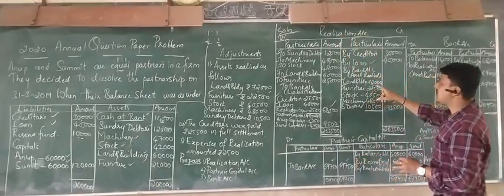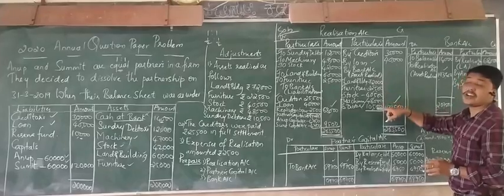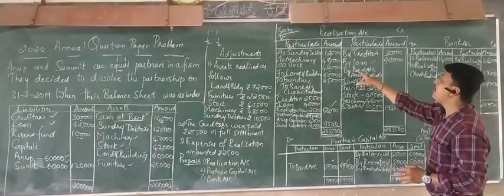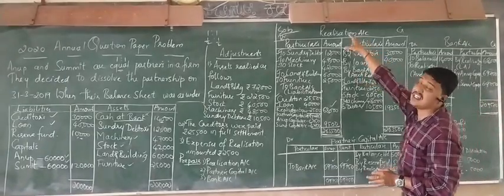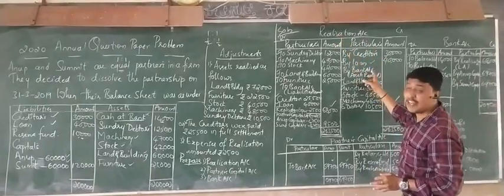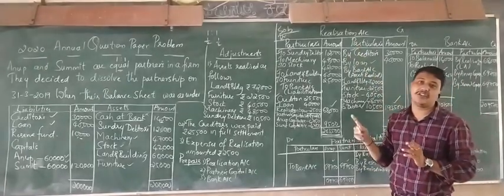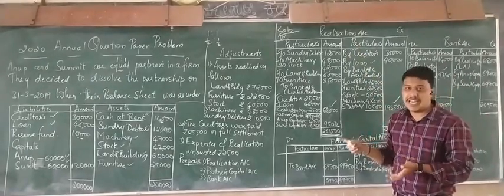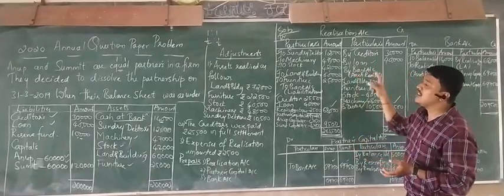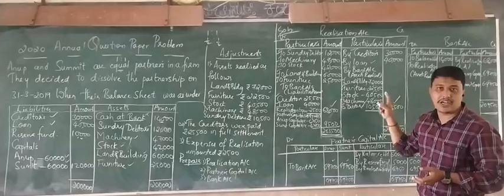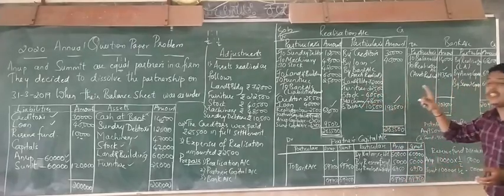Next one, in assets realization, the journal entry: bank account debited to realization account. Bank account debited to realization account. So what is the total value? That is 1,93,500. You can take it like this also. So this is how to frame the journal entries. Journal entries can be framed in either way.